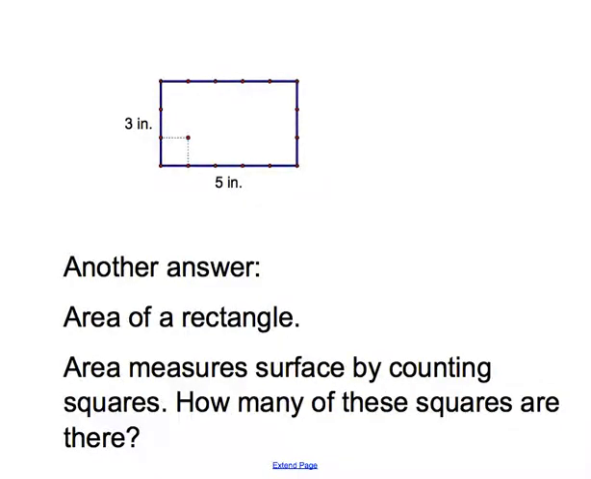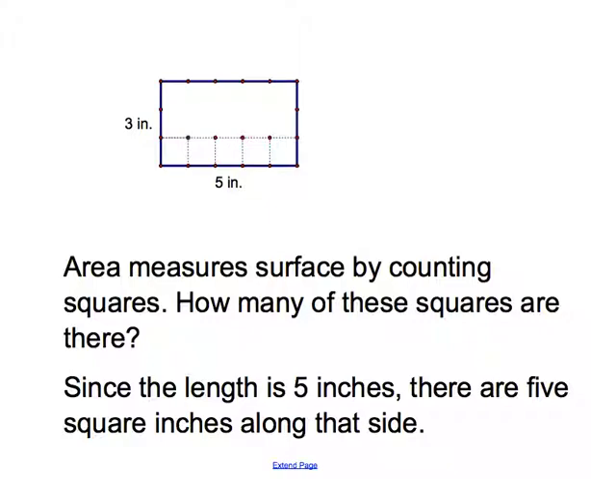Area measures surface by counting squares. How many of these squares are there in that rectangle? Since the length is 5 inches, there are 5 square inches along that side. This square that's 1 inch by 1 inch is called a square inch, and there are 5 of them along that side.